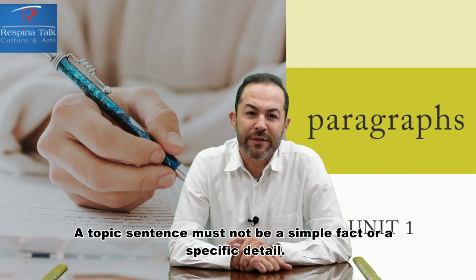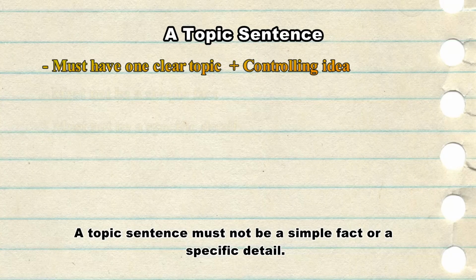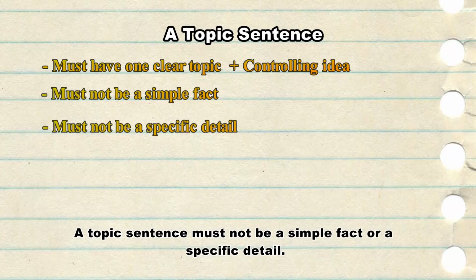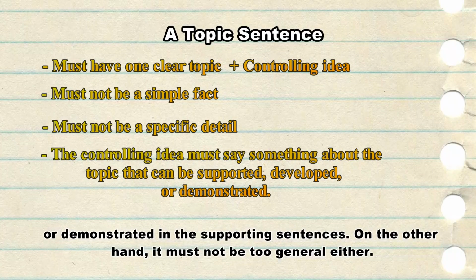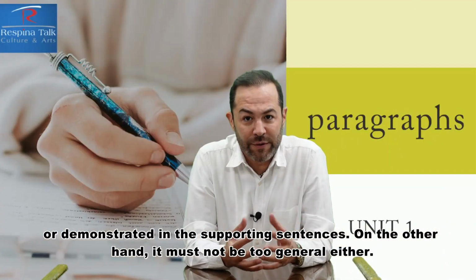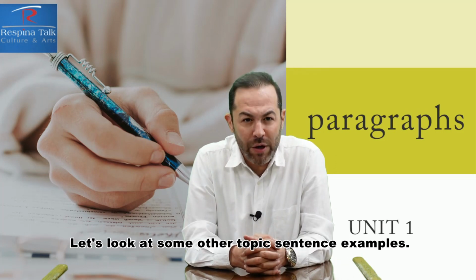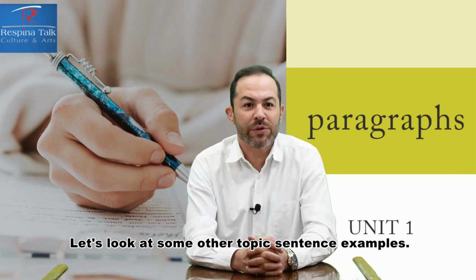A topic sentence must not be a simple fact or a specific detail. The controlling idea must say something about the topic that can be supported, developed, or demonstrated in the supporting sentences. On the other hand, it must not be too general either. Let's look at some other topic sentence examples.